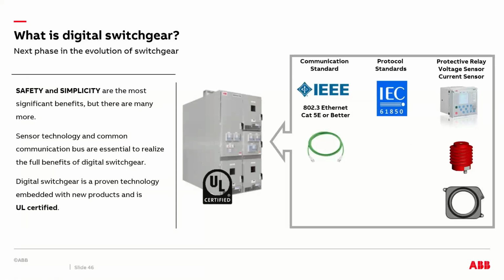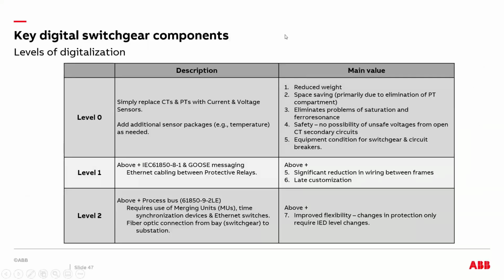So what we want is more reliability, personal safety, simplicity, and also flexibility of design, right? Now IEC 61850 is the protocol standard that is used in digital switchgear. If you want to maximize the benefits that you get from digital switchgear, you have to use the IEC 61850 protocol. It can work with voltage sensors, current sensors, and protection relays which have low energy analog inputs so that they can read the measurements from the current and voltage sensors. And a preferred requirement would be that it's UL certified.